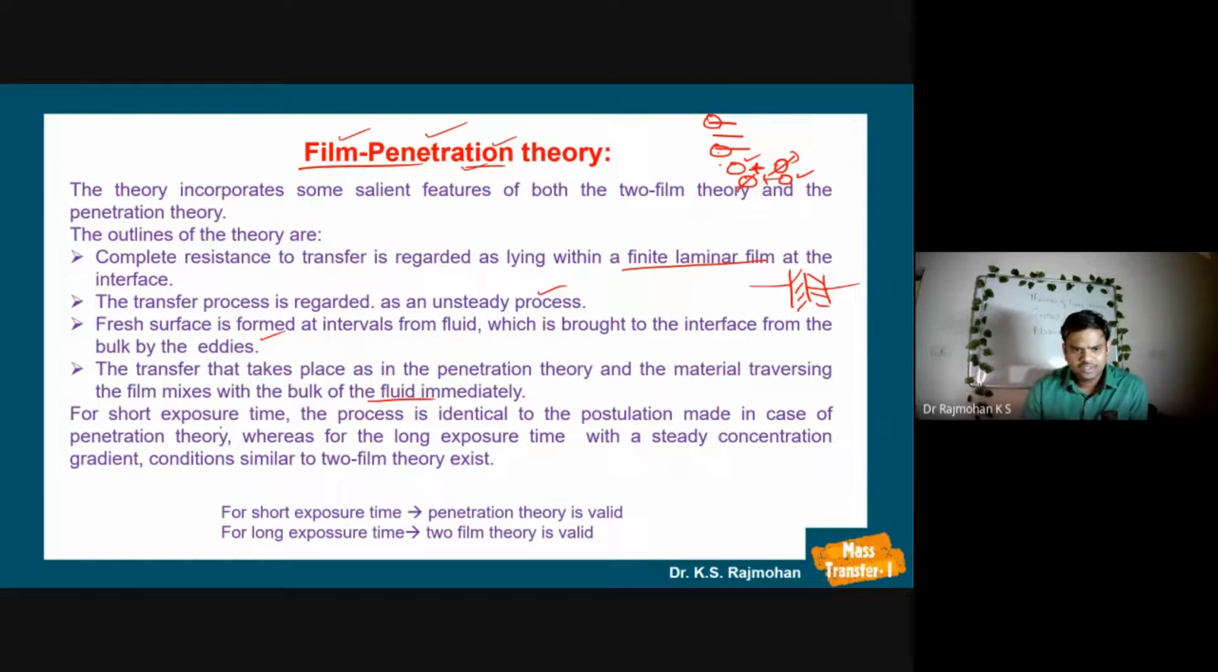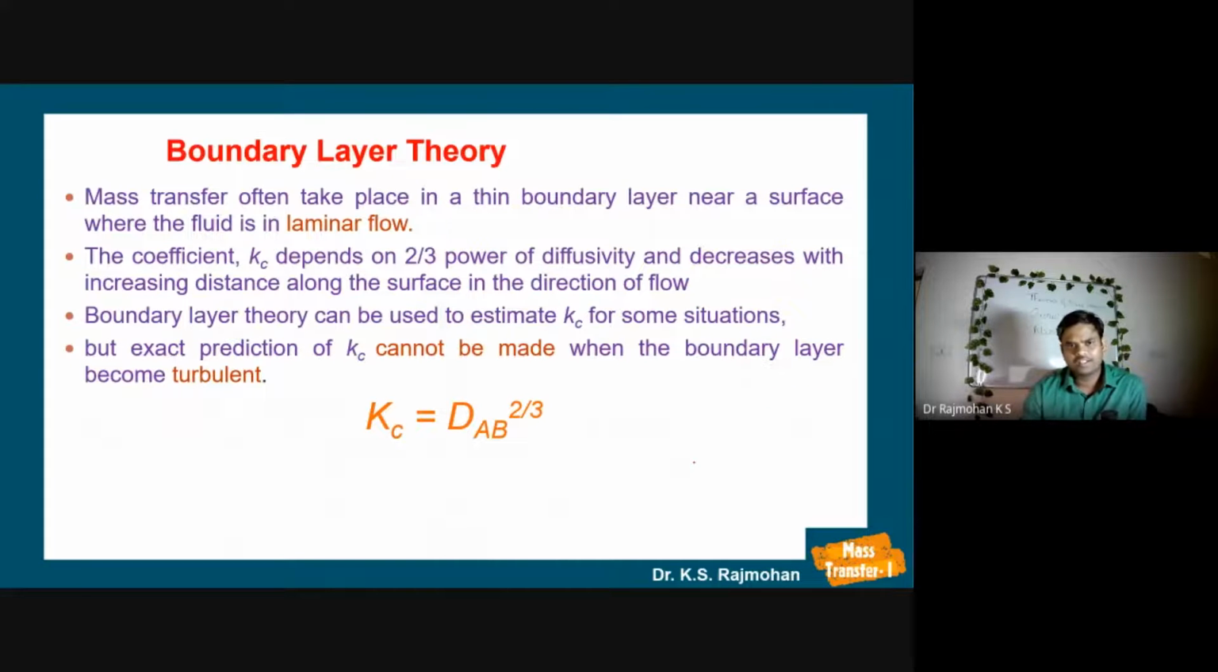Okay, and for short exposure time, the process is identical to the postulation made in the case of penetration theory, whereas for long exposure time, a steady concentration gradient condition similar to two film theory will exist. So that is valid for long exposure time. For short exposure time, penetration theory is valid.